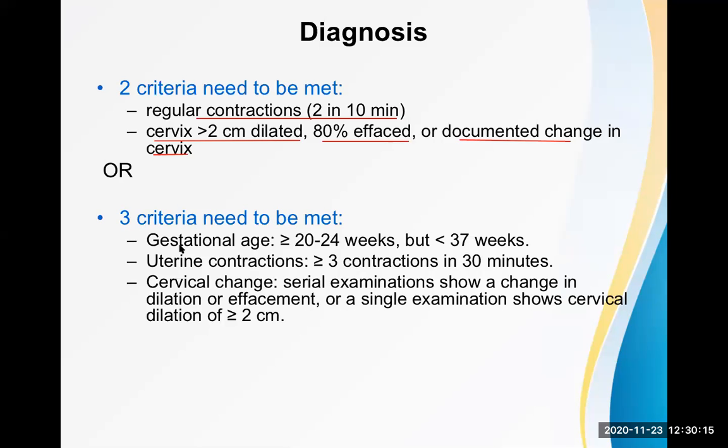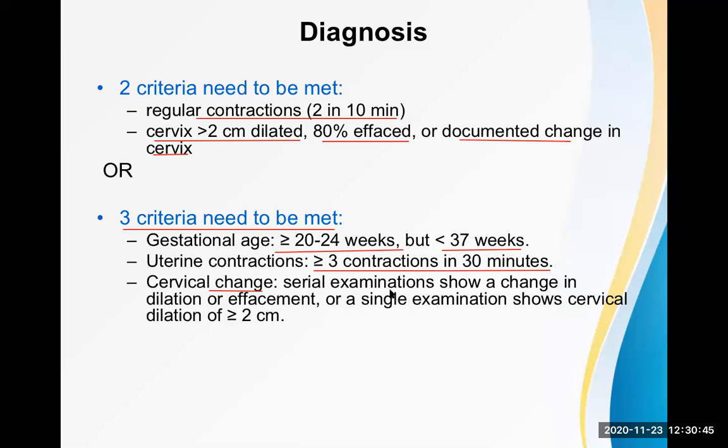Now, another diagnostic criteria is also there, and there are 3 criteria that need to be met here. One is a gestational age of more than 20 to 24 weeks, but less than 37 weeks. Uterine contractions of more than or equal to 3 in 30 minutes. Because of this duration, it is mentioned as a different criteria here. And cervical change has to be there.